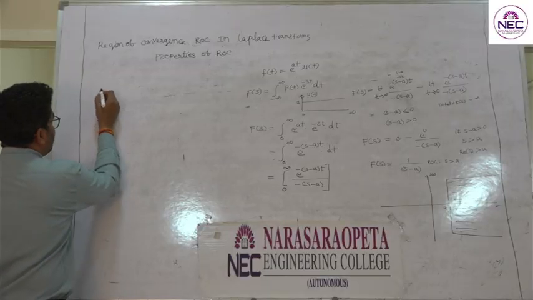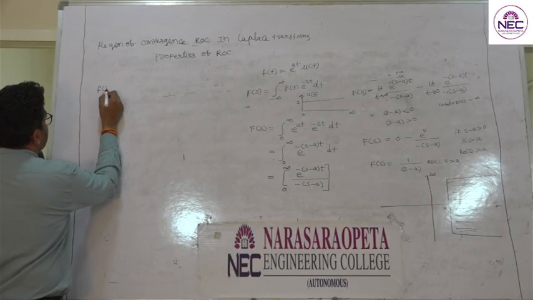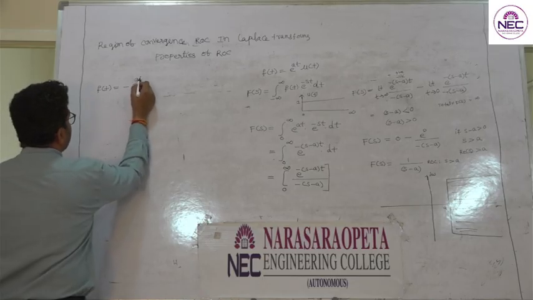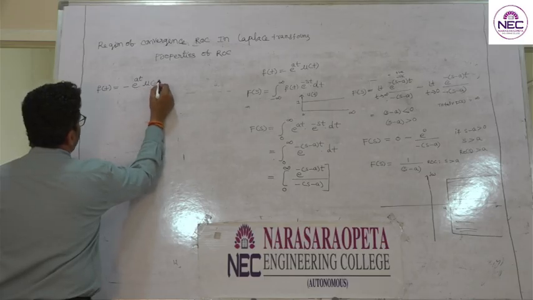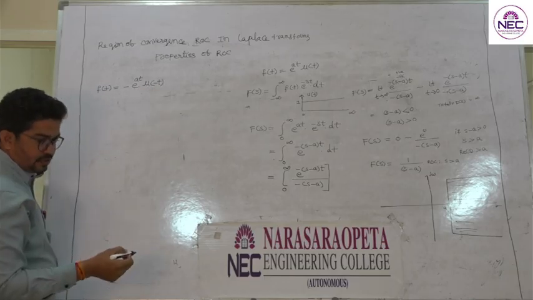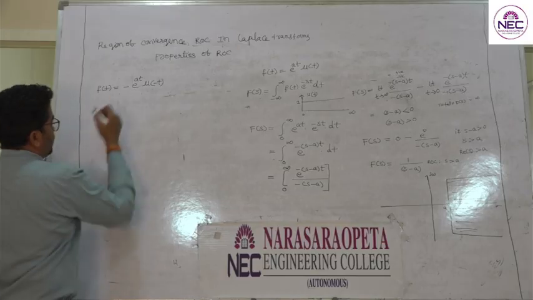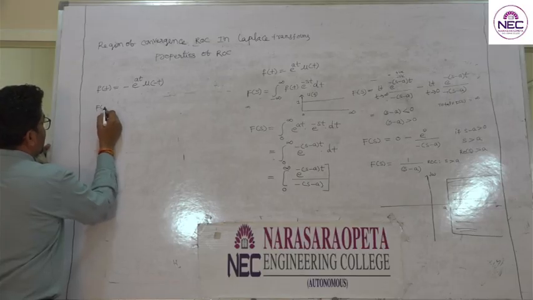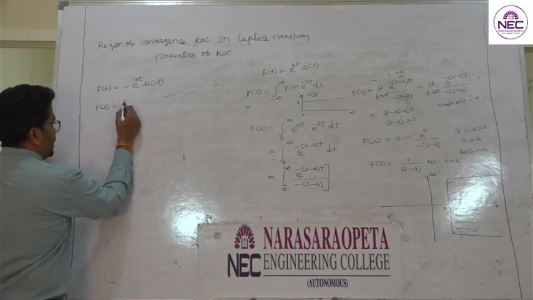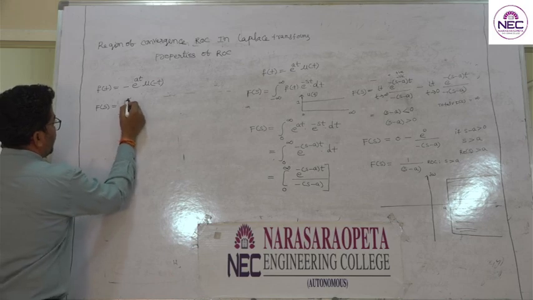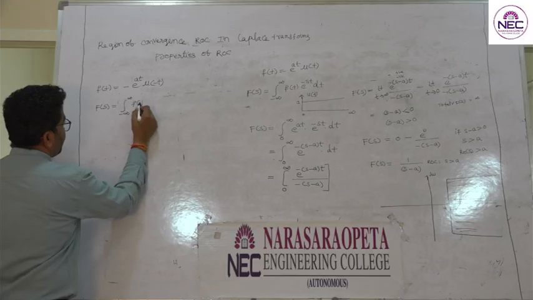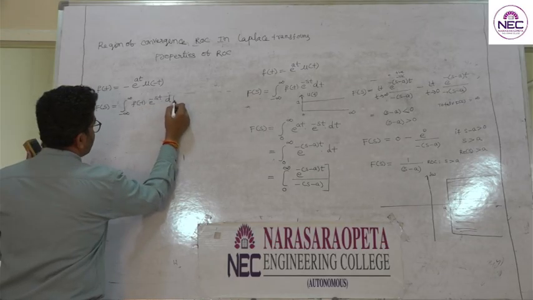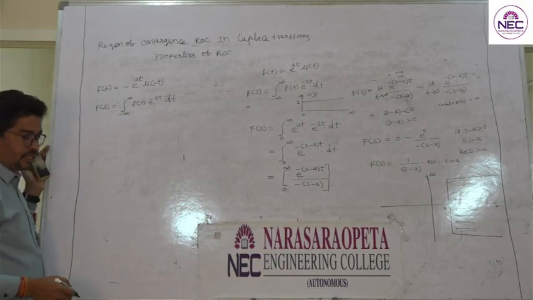Suppose f of t equals minus e power a t into u of minus t. This is a left side signal. Next, the transform value: F of s equals the integral from minus infinity to infinity of f of t into e power minus st dt.